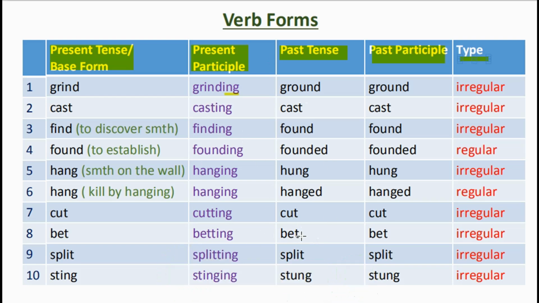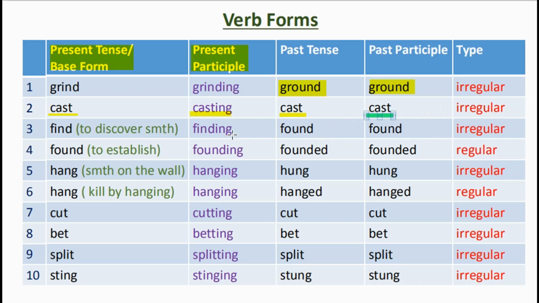What we have in number one is grind. Present participle is grinding, past tense is ground, past participle is ground. Now it is an irregular verb because there is no ed. Instead, we just change grind to ground. In this case, the spelling of the past tense of grind is the same as ground, the earth, the floor, which is a noun. But in this case, this one is a verb. Grind, ground. Number two, cast. Cast does not change in the past tense form and in the past participle form. Cast, casting, cast. Past tense is cast, past participle is cast.